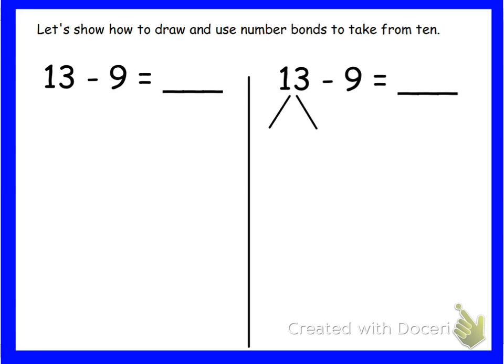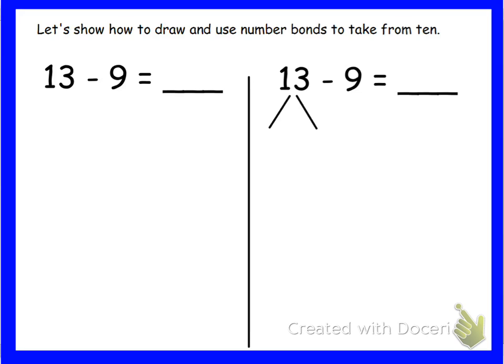I'm going to show you guys how to use two strategies to be able to solve the same number sentence. So you can draw, or you can do that number bond strategy that I showed you. So I will show you both, or the take from 10 strategy. That's another way you can say the number bond strategy. So first thing I'm going to show you is the picture.